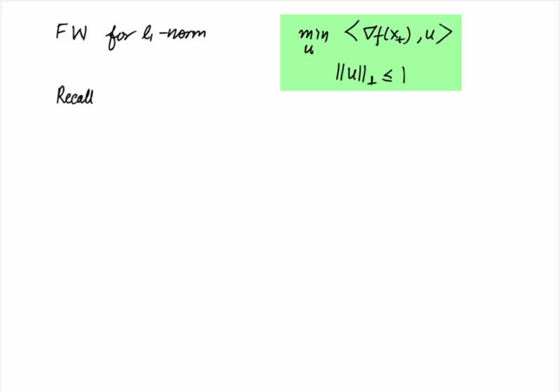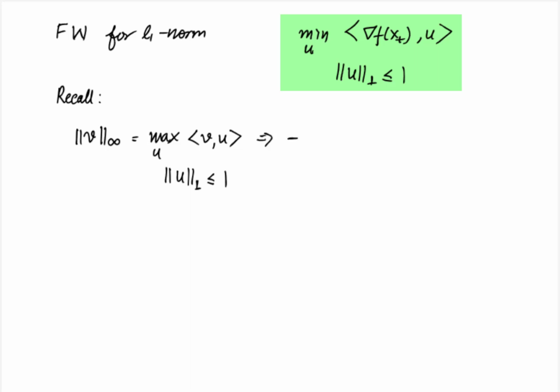Next, let us take a look at the Frank-Wolfe algorithm for L1 norm constraint problems. The subproblem that we need to solve in this case is given by min over u of the inner product of gradient f(x_t) and u, such that ||u||_1 ≤ 1. Now to solve this, recall the definition of the dual norm. Since the dual norm of the L1 norm is the L infinity norm, we have that ||v||_∞ equals max over u of the inner product of v and u, with ||u||_1 ≤ 1.